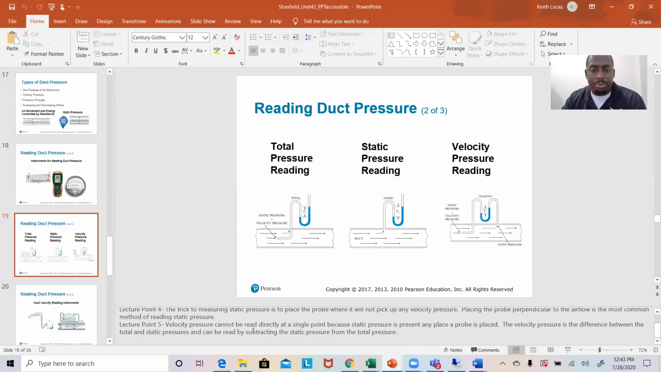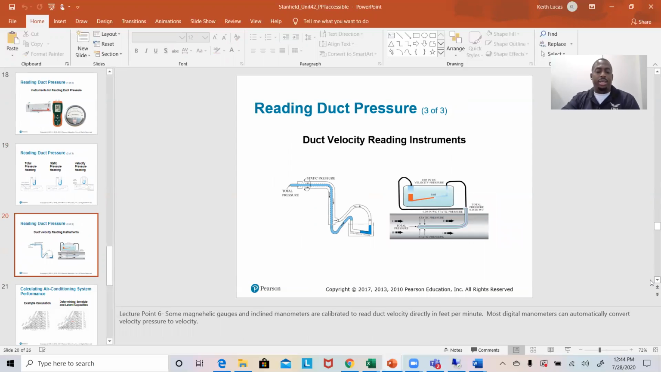Velocity pressure cannot be read directly at a single point because static pressure is present any place a probe is placed. The velocity pressure is the difference between the total pressure and the static pressure. Let me say that again. The velocity pressure is the difference between the total pressure and the static pressure, and could be read by subtracting the static pressure from the total pressure. It's that simple. Your total pressure minus the static gives you your velocity pressure.